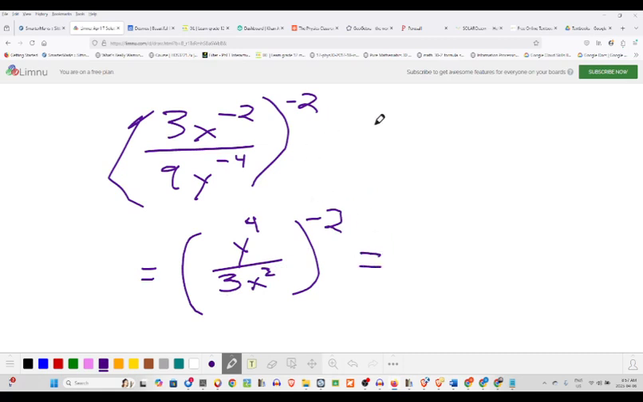Now we apply the negative 2. That's going to take our numerator, flip it to the denominator, and vice versa. So now, when we square it, we're going to have a 9. And then this is squared, so it's now x to the 4th. And y to the 4th squared is y to the 8. So there we go. 9x to the 4th, y to the 8.